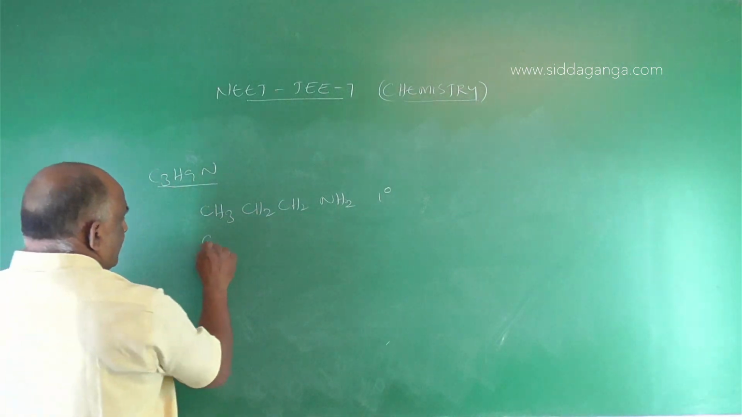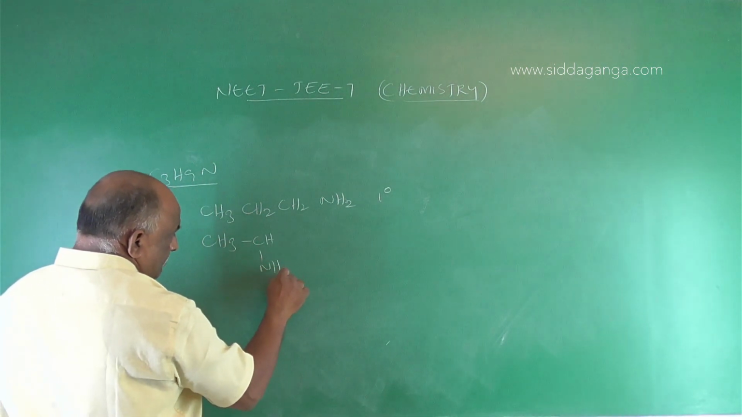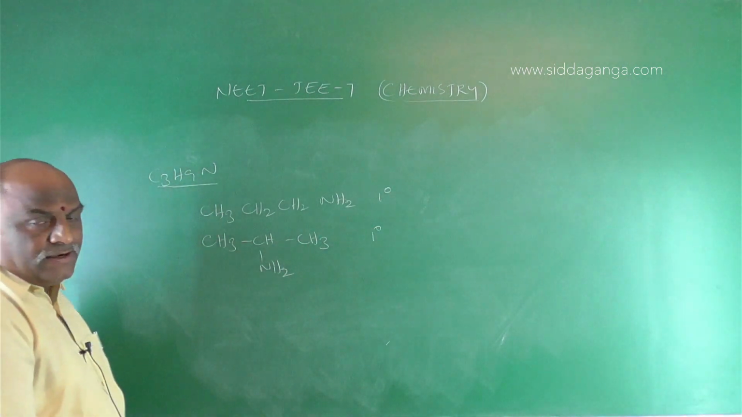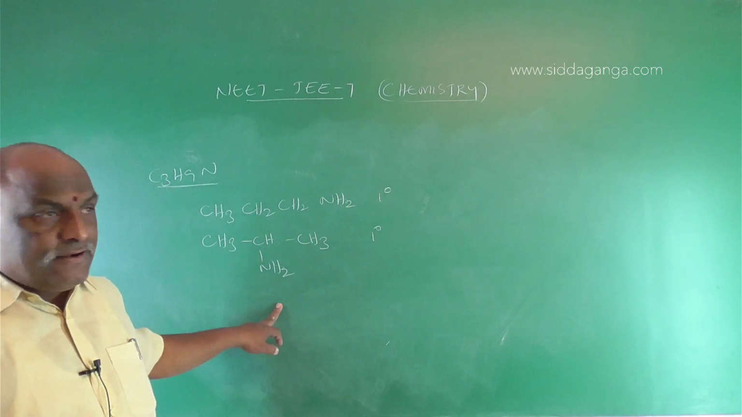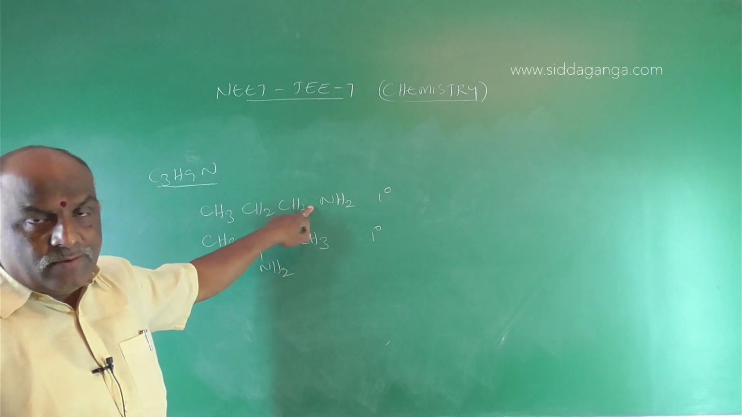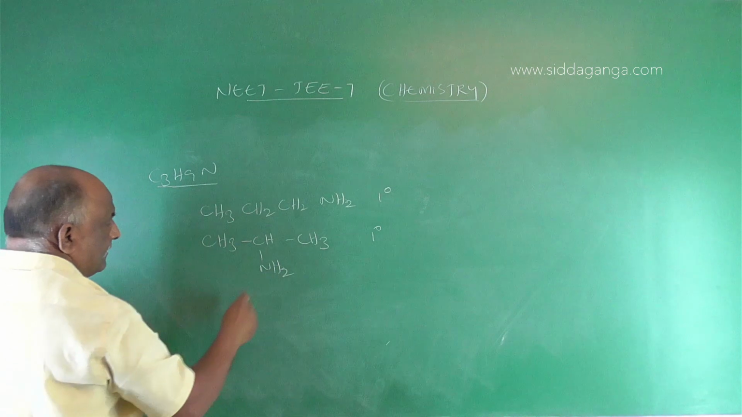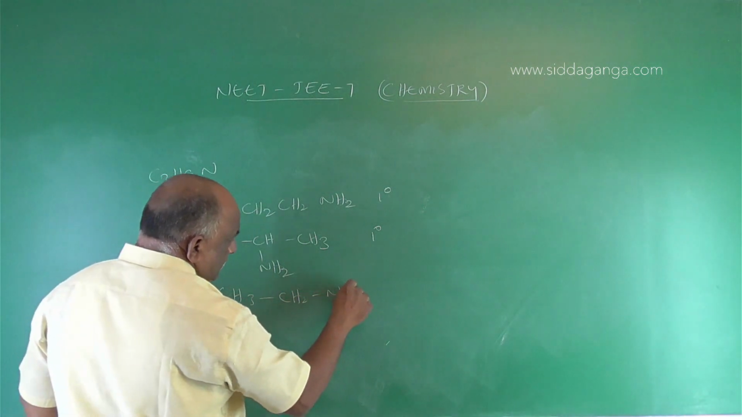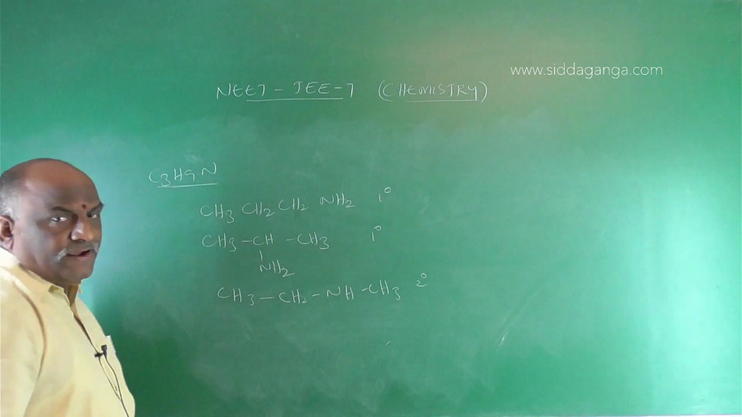Second, CH3, CH, NH2, CH3. This is also a primary amine, but it is propan-2-amine. The first is propan-1-amine and the second is propan-2-amine, and if you interchange the NH inside, CH3, CH2, NH, CH3, this is an example of a secondary amine.